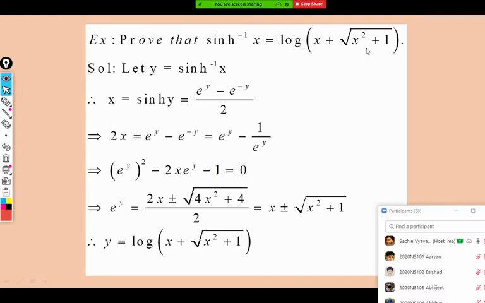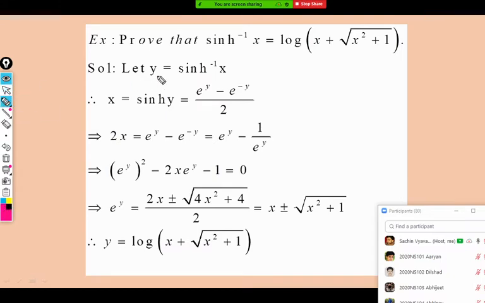log of x plus root of x square plus 1. So this is the proof. I already told you these proofs are not coming in the exam, but yes, you should know how the formula comes for sin h inverse x. So to derive this formula, here it is started.